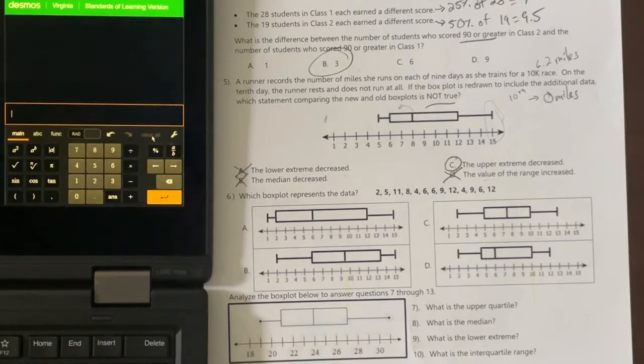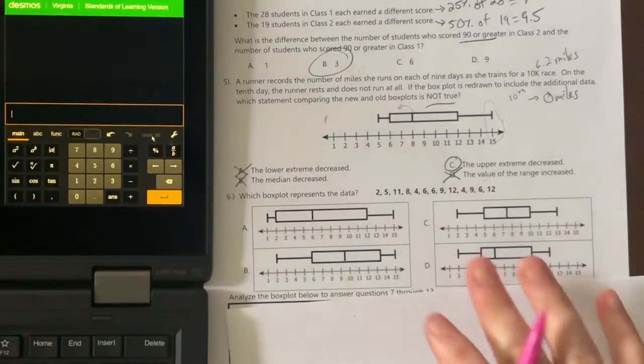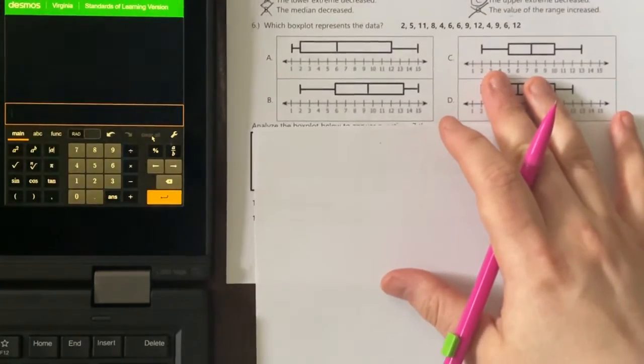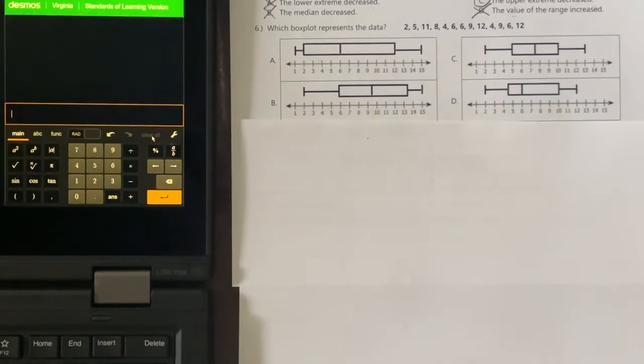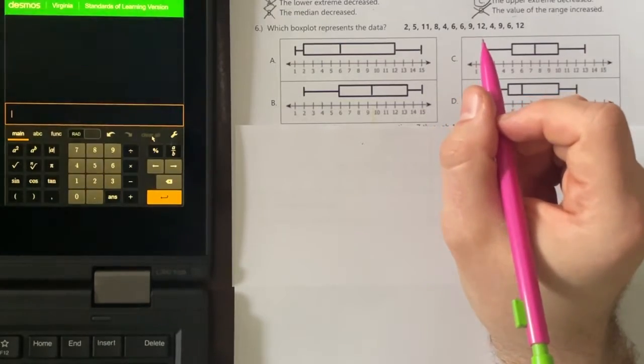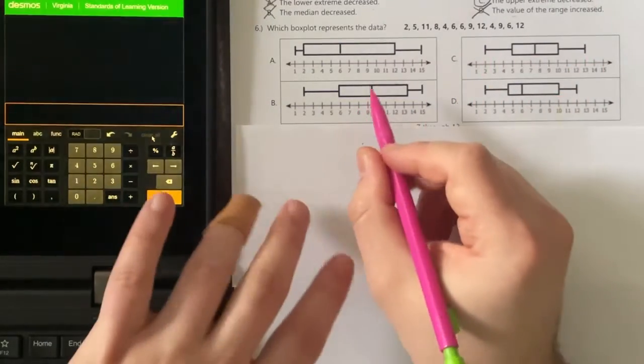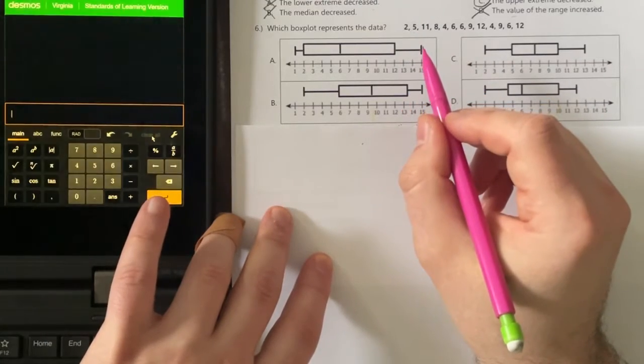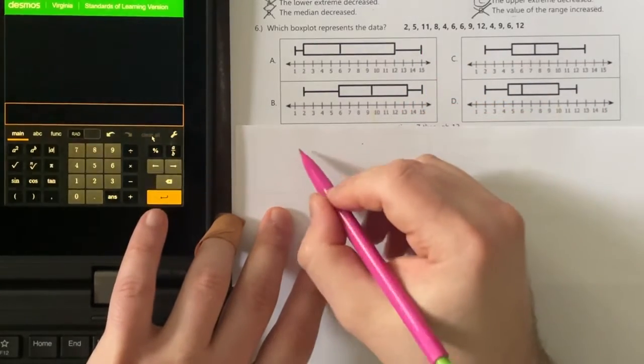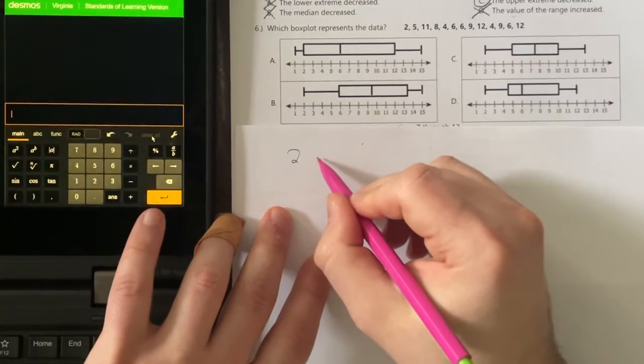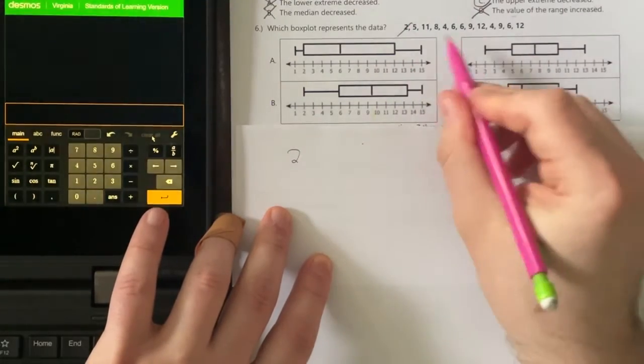All right. For number 6, it says which box plot represents the data. Let me actually get a piece of paper, that way I have a little more space. Alrighty. Scroll this up. First step in doing this box plot, I have to order these values from least to greatest. So I have 2, I have 4.